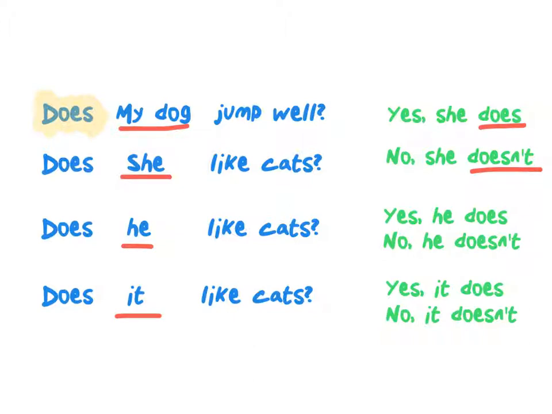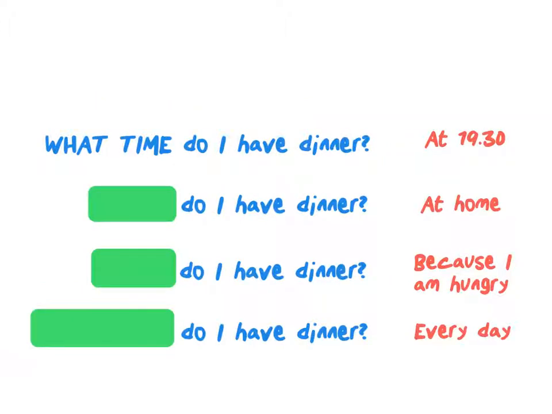These are simple yes-no questions. The answer is always yes or no. Sometimes we need more information. For example, what time do I have dinner? At 7:30. Here are 3 more questions. Do you know what the missing word is? Read the question, read the answer, and see if you can guess the missing word.